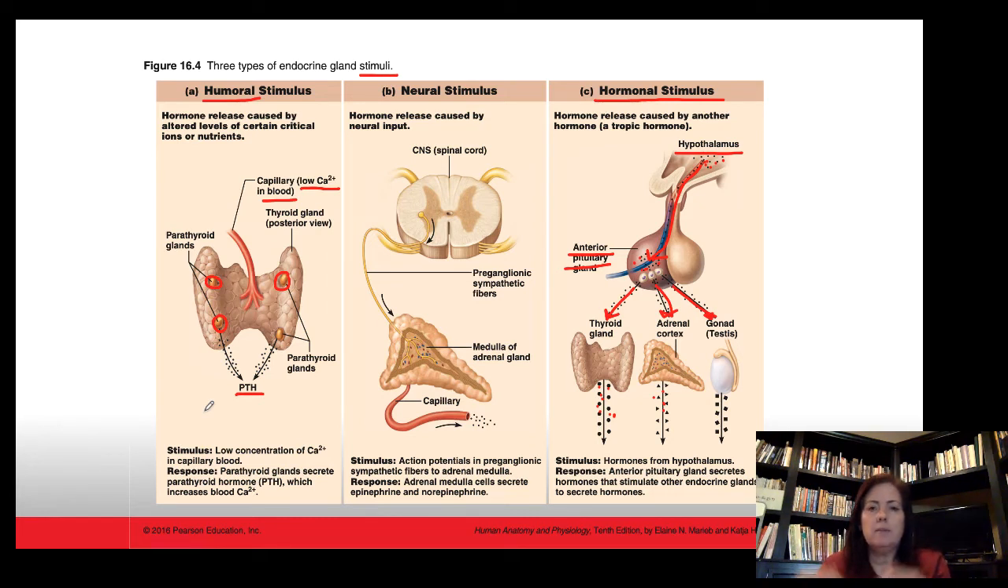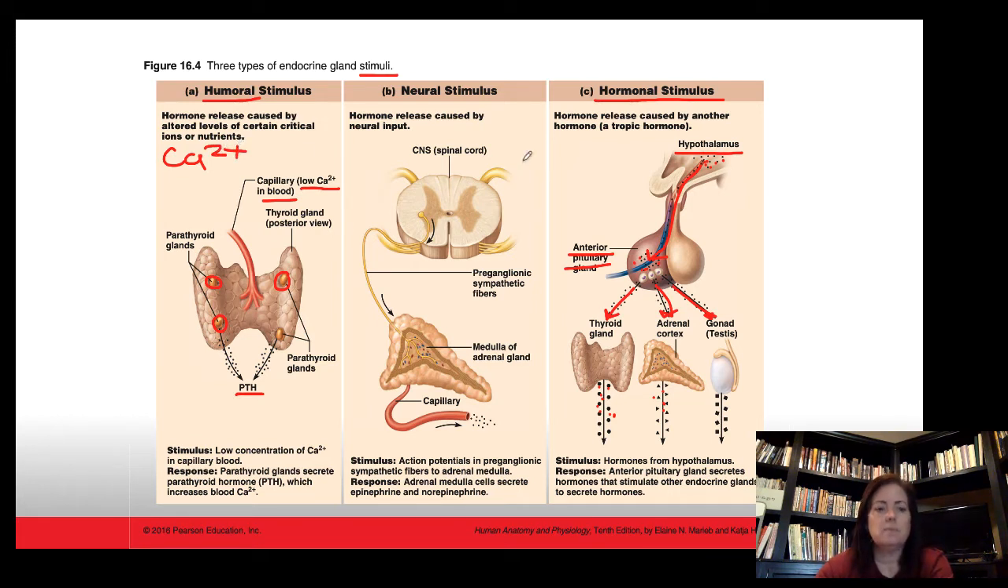And our body needs a certain amount of calcium in our bloodstream, and we keep that pretty tightly regulated. We also know that the skeletal system is a major storage site for calcium. And so if we break down bone through osteoclastic activity, it's going to release that calcium into our bloodstream and bring it back up to normal. So in this case, here's humoral stimulus, and it's basically hormone release stimulated by levels of calcium ions in the bloodstream.